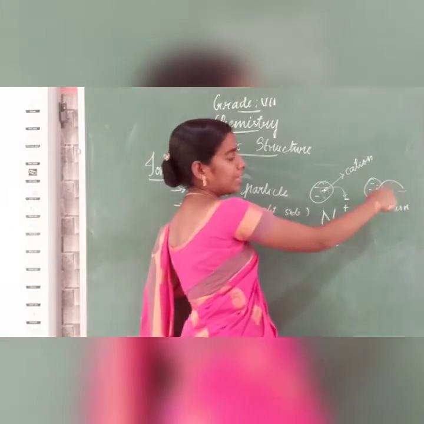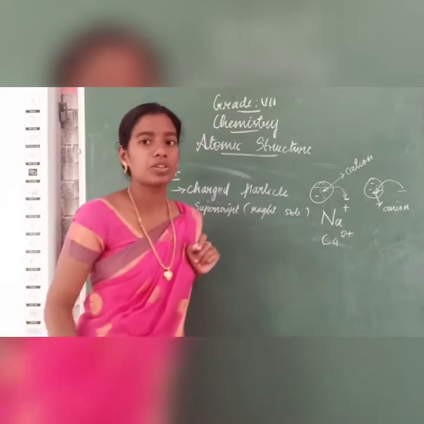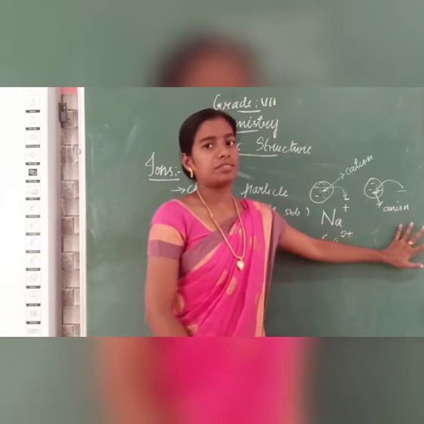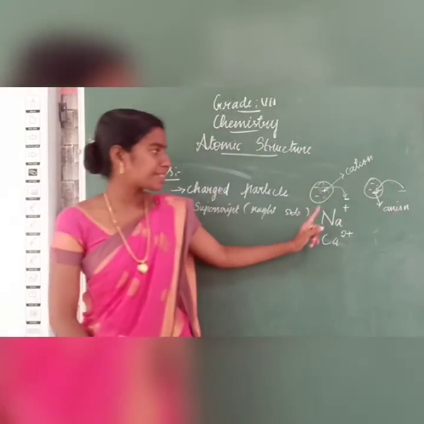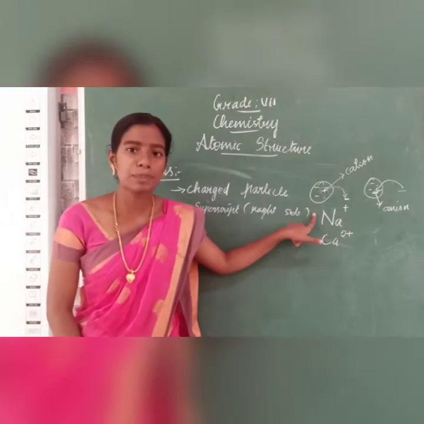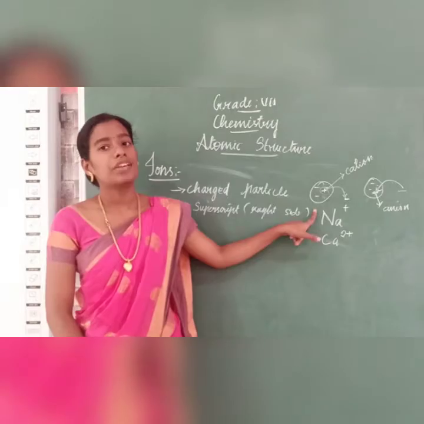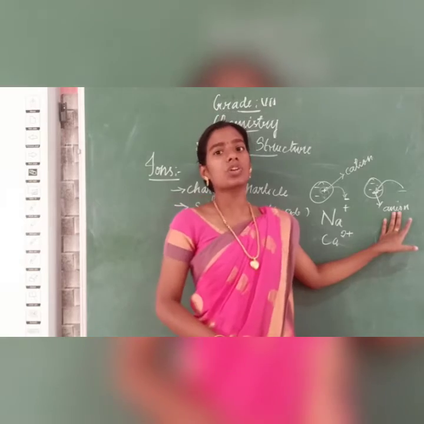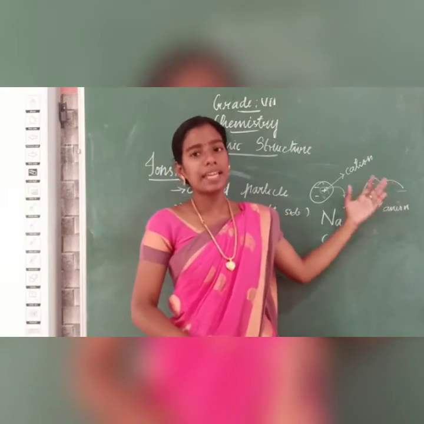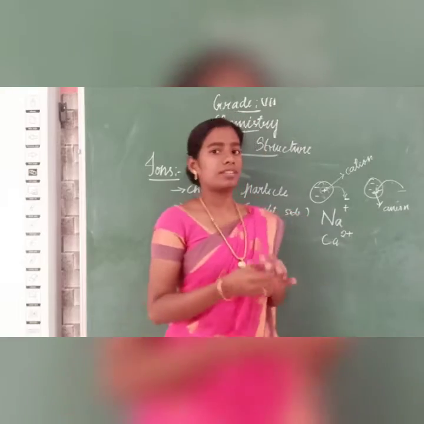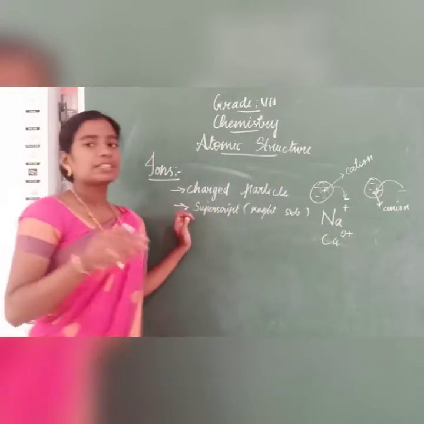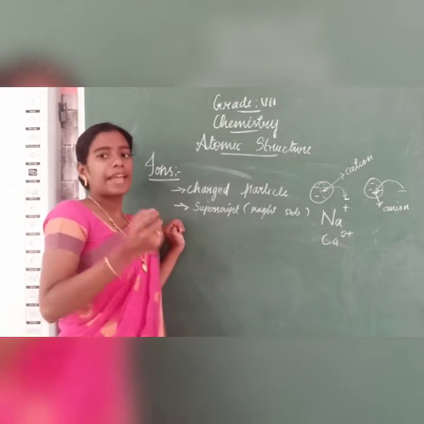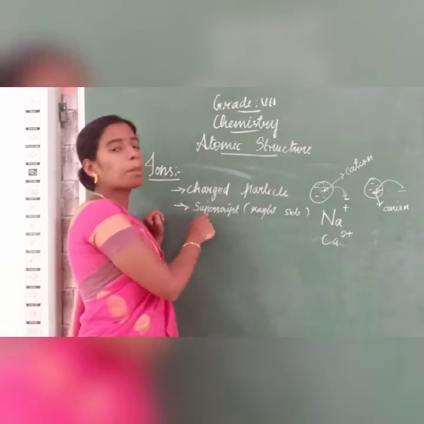And when it is gaining an electron, it is becoming negative and the particular atom is called an anion. I repeat, listen. When it is losing an electron, the charge becomes positive and it is called a cation. When it is gaining or accepting an electron, it is becoming negative and it is called an anion. Clear? And the charge and the number of electrons accepted or lost can be represented as a superscript.